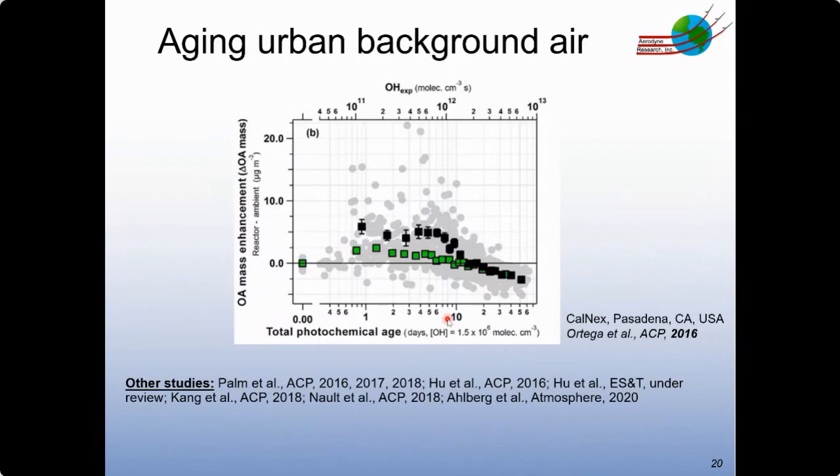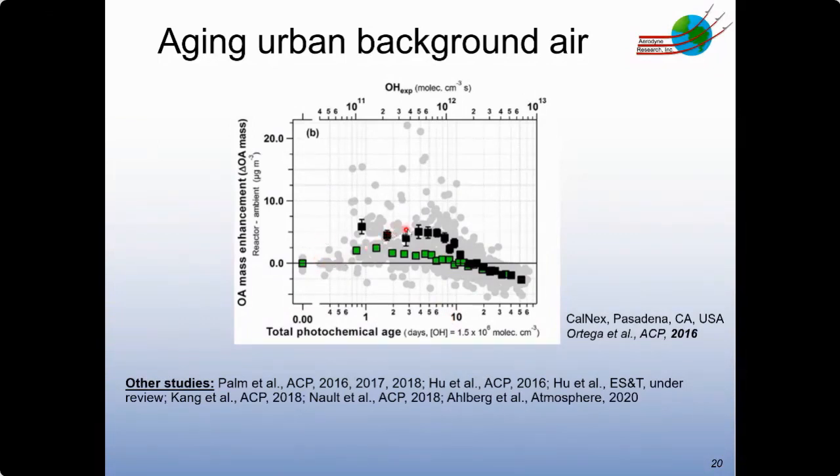And so here again is another study using an OFR coupled to, this time, Aerodyne's AMS during the CalNex campaign that took place at Pasadena in 2010. And so this is a receptor site that's several hours downwind of the Los Angeles metropolitan area in California in the U.S. And the same general trend is observed.